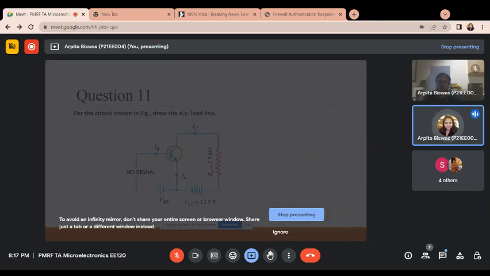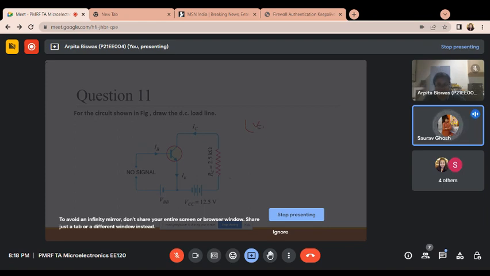For the circuit shown in the figure, draw the DC load line. So, at least try how to find the DC load line. Ma'am, can I say? Yes.